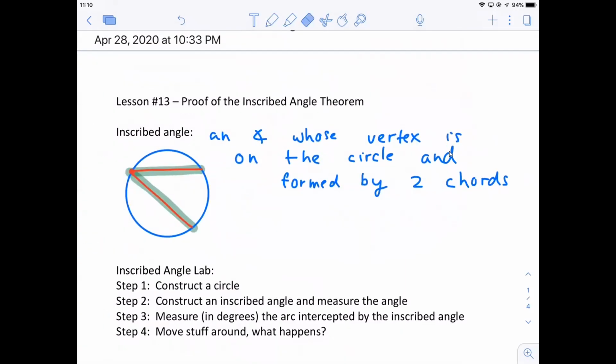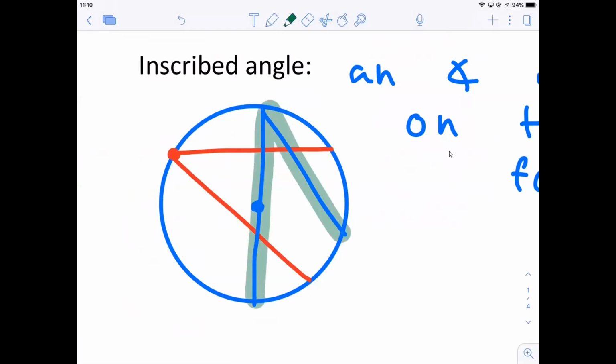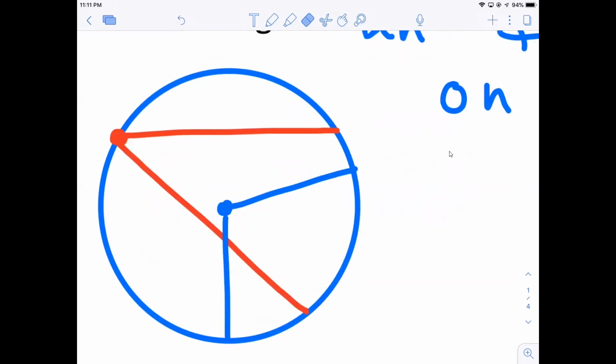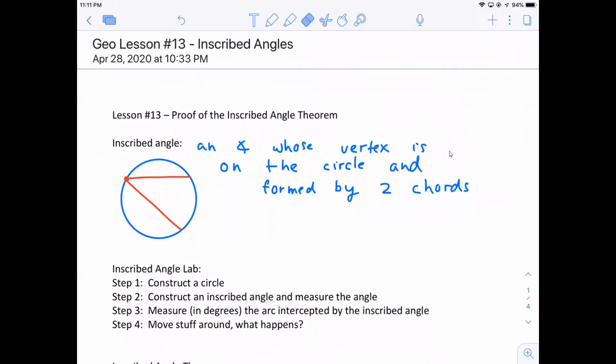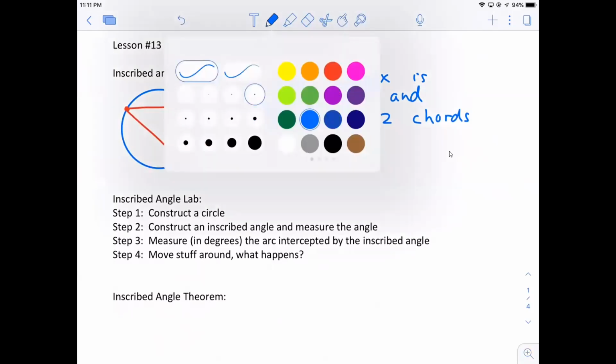A chord can include a diameter, for example, if that's the center of the circle. This here would also be an inscribed angle. Those are two chords; a diameter can be considered a chord. A central angle is never an inscribed angle. It's not inscribed within the circle, its vertex is at the center, not on the circle. So what do we know about this inscribed angle? What properties does it have?